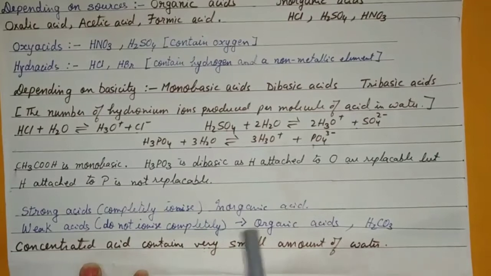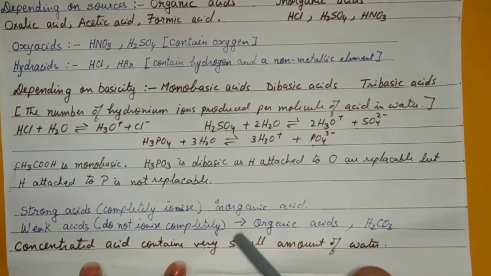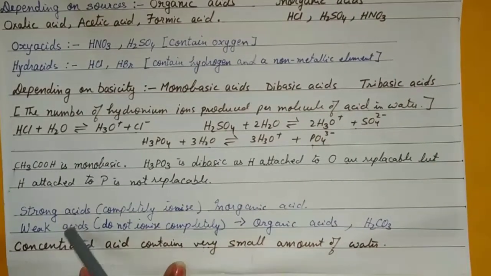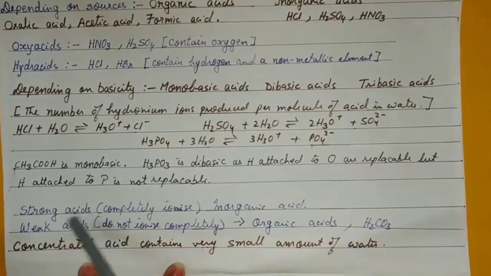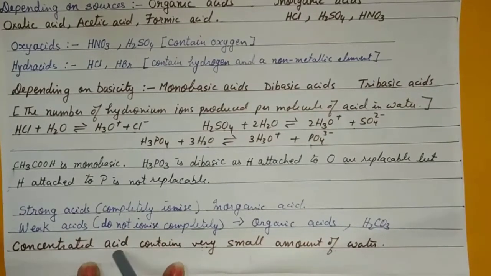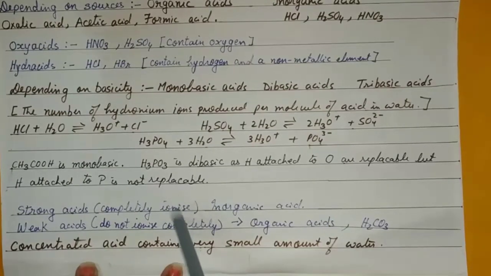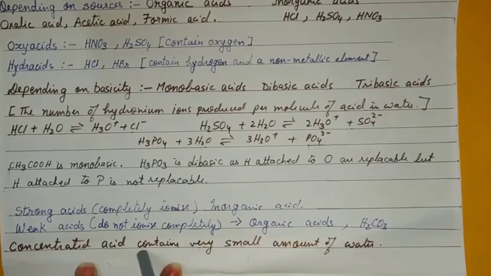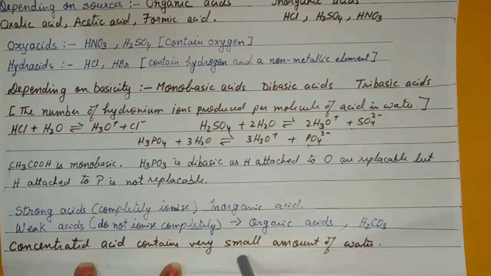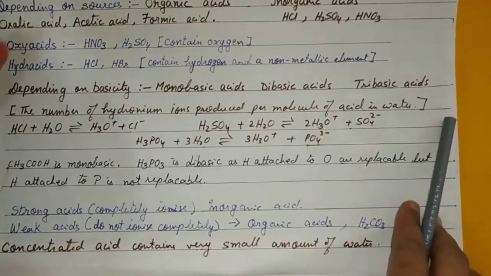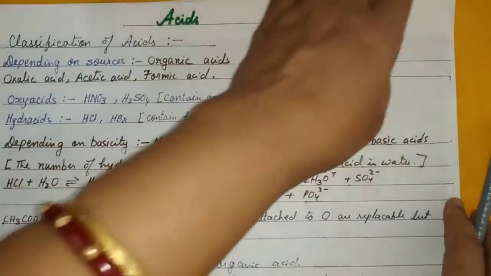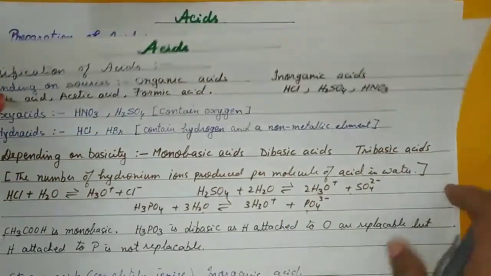So please concentrate here, don't mix the two, because the strength of the acid has got nothing to do with the concentration of the acid. Strength completely depends on ionization. Concentration depends on the amount of water. These are two different things. Please don't mix them up. A common mistake which children make.